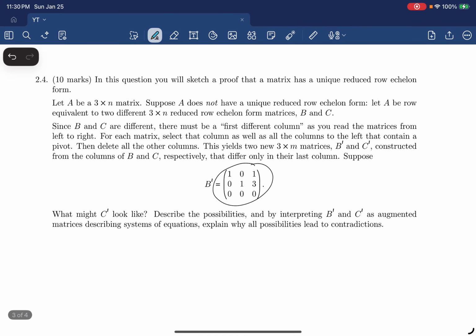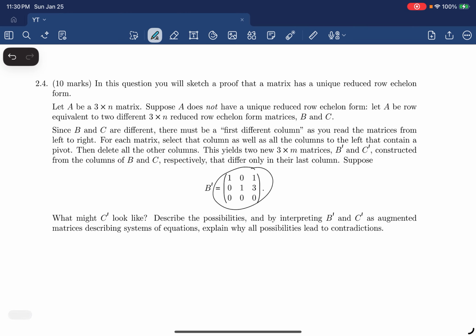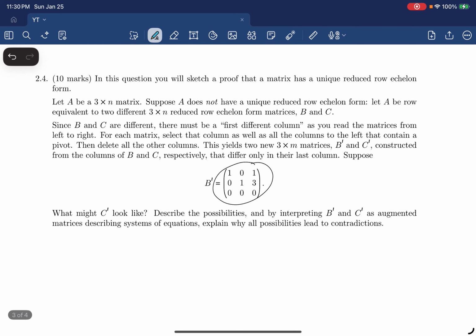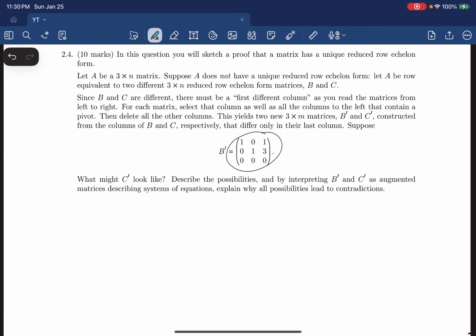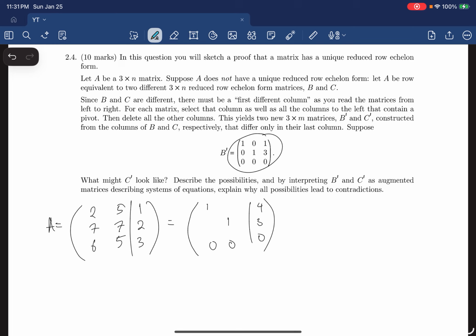Okay, so the general proof idea here is that you want to prove the statement that every matrix has a unique reduced row echelon form, which essentially means that if you have a matrix, say A equals 2, 7, 6, 5, 5, 5, 7, 5, 1, 2, 3, augmented or something, this will always reduce to a unique reduced row echelon form, like 1, 0, 0, 0, and then maybe 3, 4, something like that.